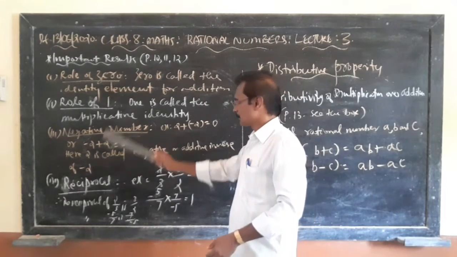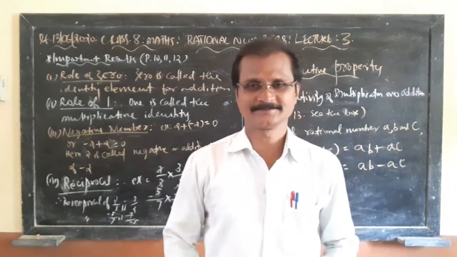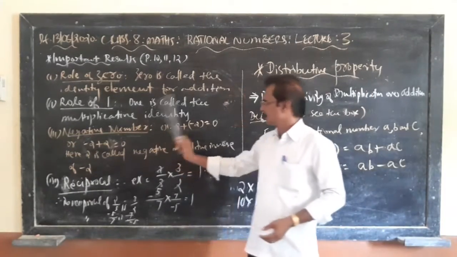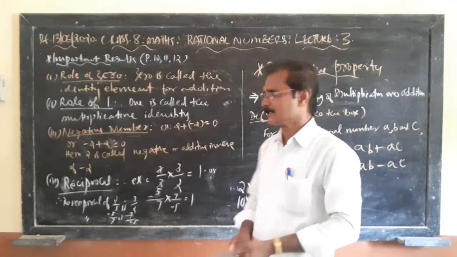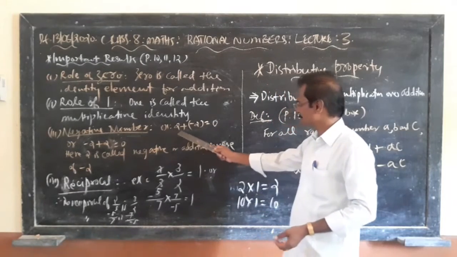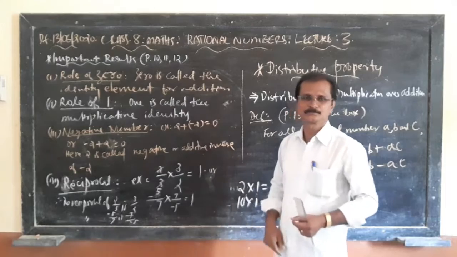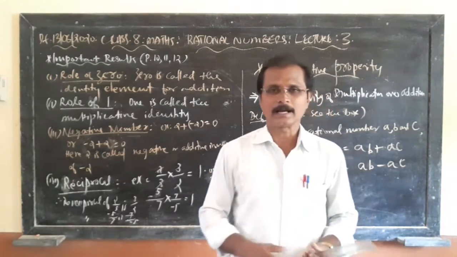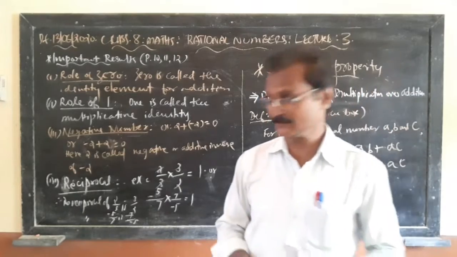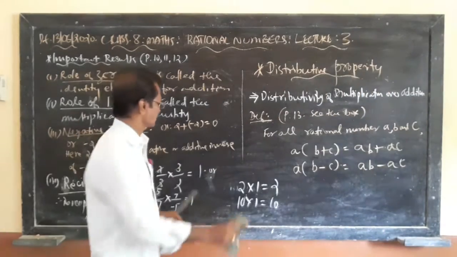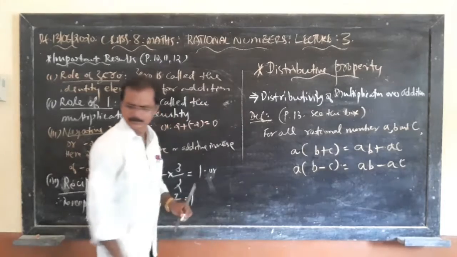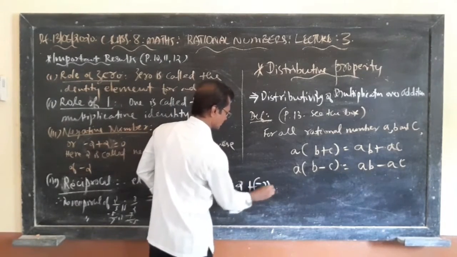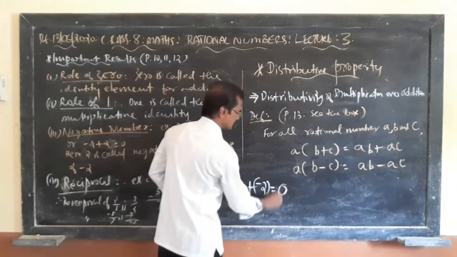Now, third property, negative number. To understand that fact, I am going to give an example. Look at this example: 2 plus minus 2. Adding two numbers, the first number is 2 and the second number is minus 2. The answer will be 0.